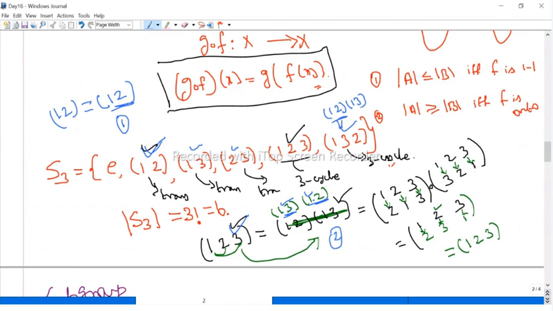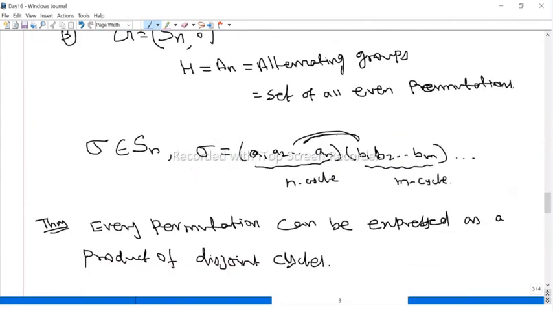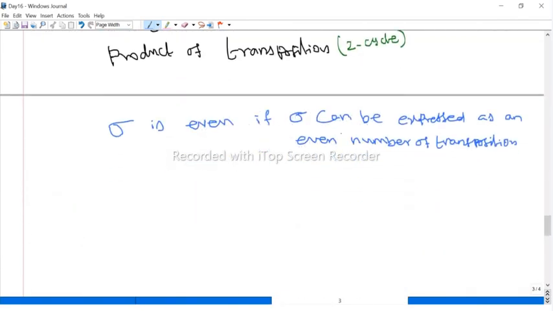So even this is one transposition, this is another transposition. If you take the product, you will get 1 3 2. Therefore, an even number of transpositions, therefore it's an even permutation. So if a permutation is even, then that permutation can be expressed as an even number of transpositions. Otherwise we call it an odd permutation.